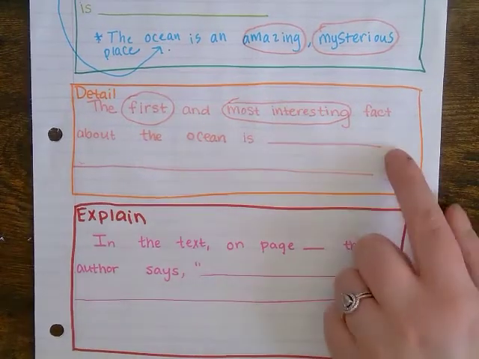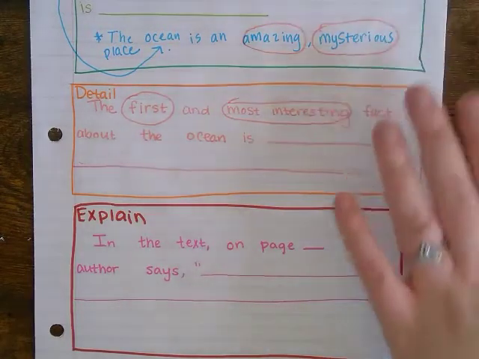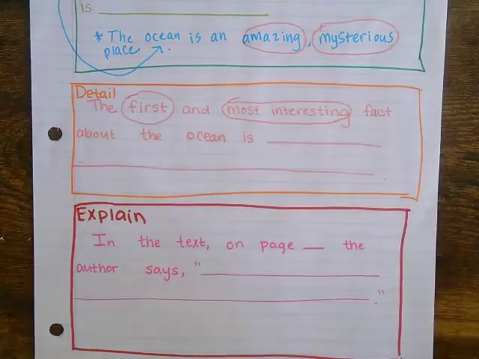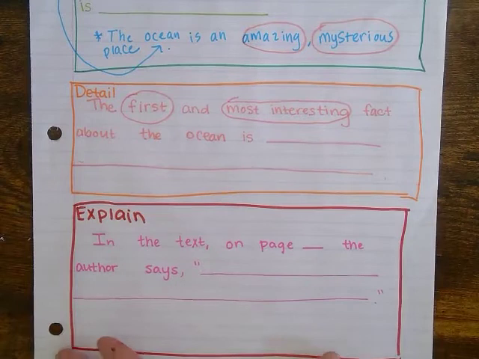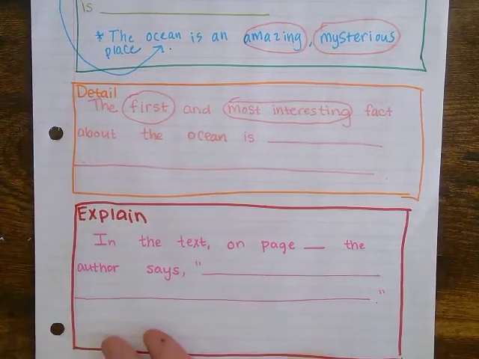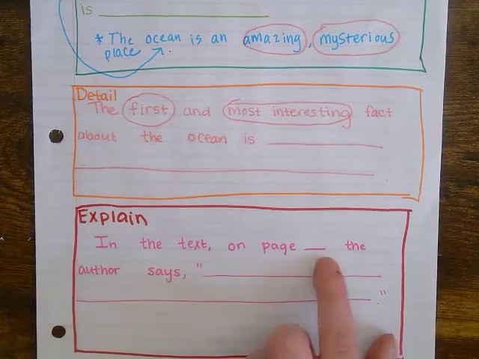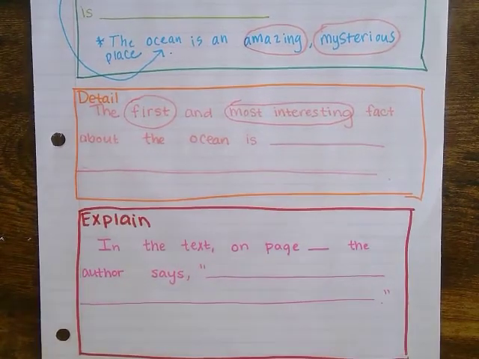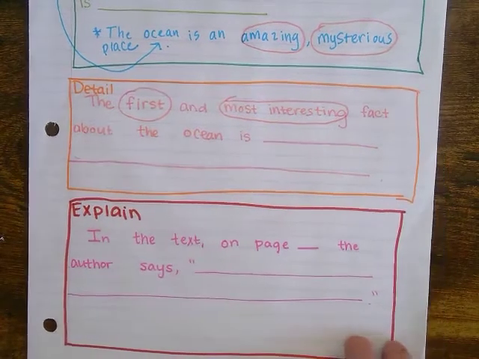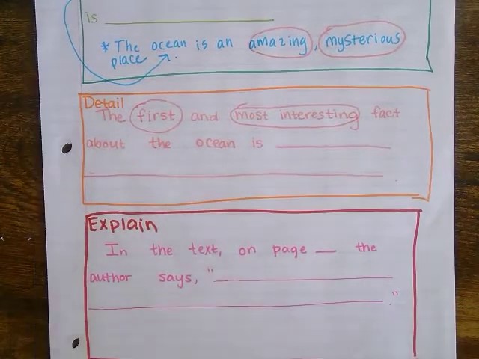Okay? So you can come up with what your first interesting fact about the ocean is. If you're going main idea, key details, you might think, what was one of the most important things you read while we were rereading Save the Ocean? Okay? And for explain, it says, in the text on page blank, the author says blank. Remember, this is where we have our text evidence. If you'd like to include a vivid word here as well, that's a great place to do it. If you'd like to include a transition word, you may. Remember, you need to include 4.